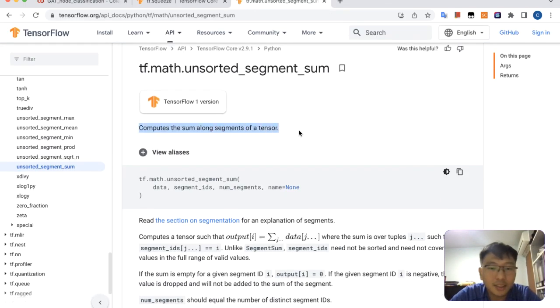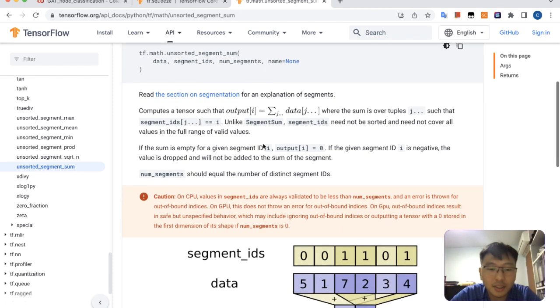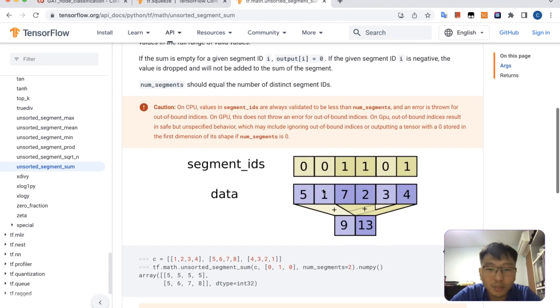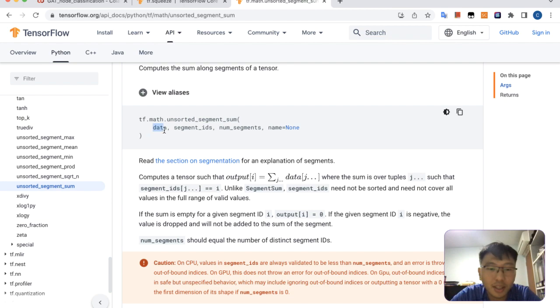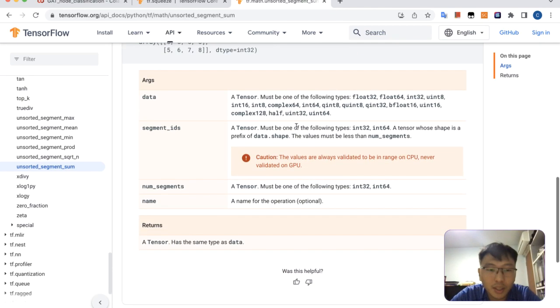Computes the sum along segments of a tensor. Okay, so let's see. This is my data, and this is my segment ID. So I specify which of the elements to add, and then I add them in. And then why is this 9? Okay, this 13 is 7, 2 plus 4. And oh, this is why it's not segmented. So it's 5, 1, 3, 6 plus 3, 9. So I guess this is your data, this is your segment IDs, and this is your number of segments. So what is my segment IDs though?